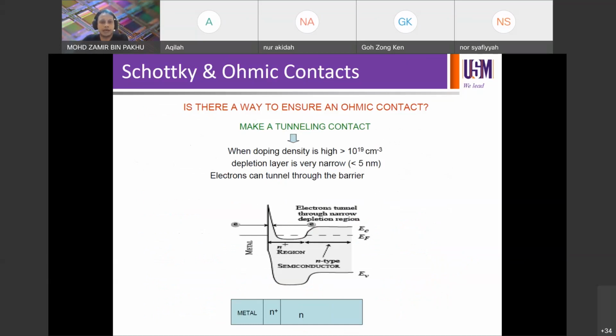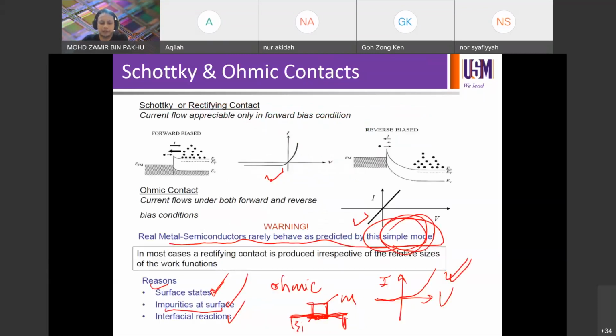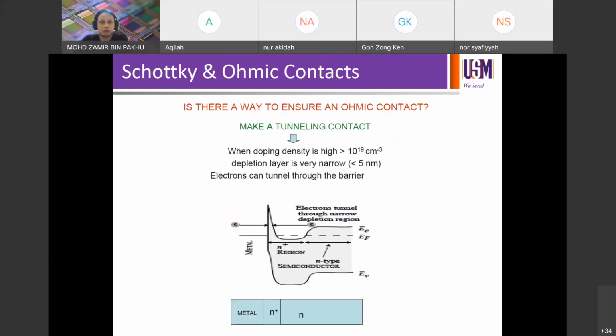So is there a way to ensure ohmic contact? Yes, of course, you can do the cleaning. You can make sure the surface is super clean. You can also do thermal annealing if you like.